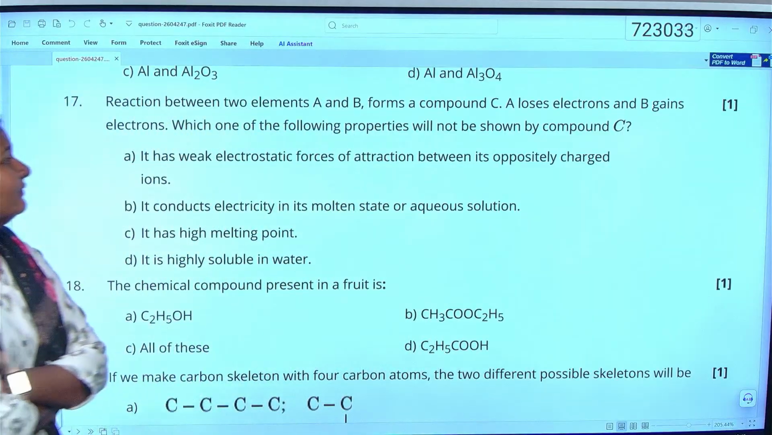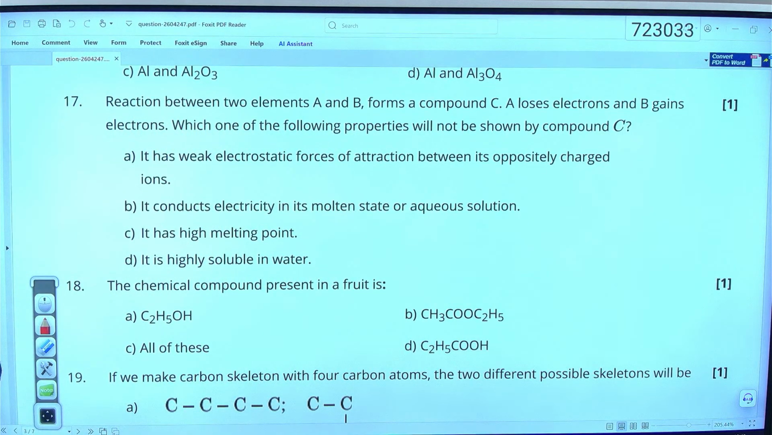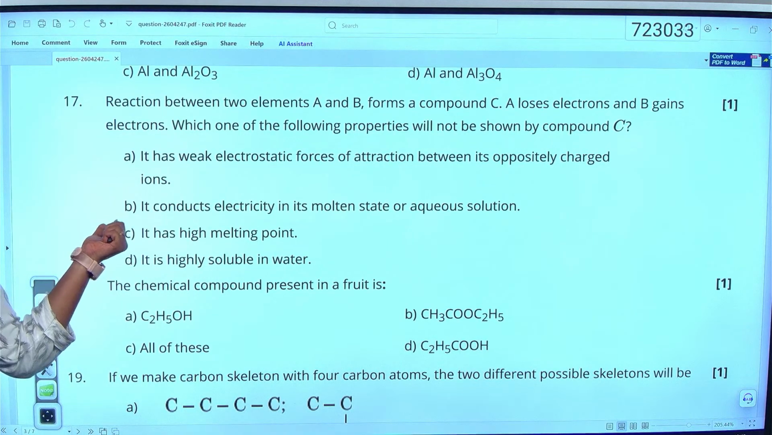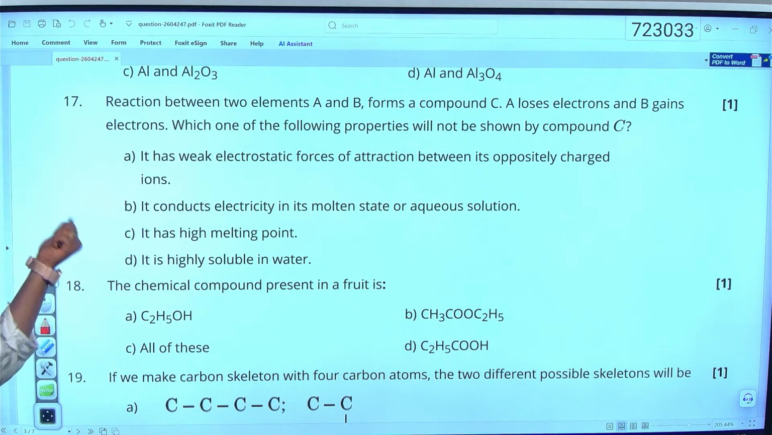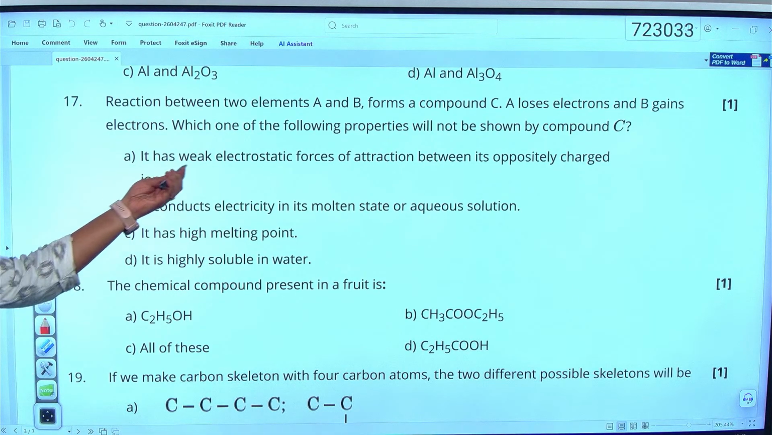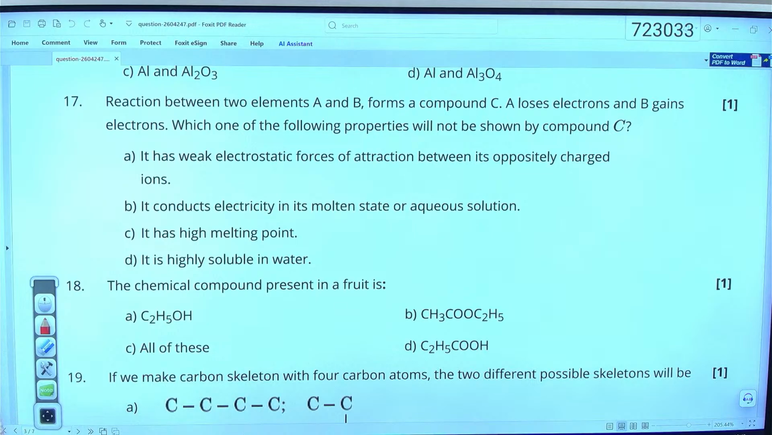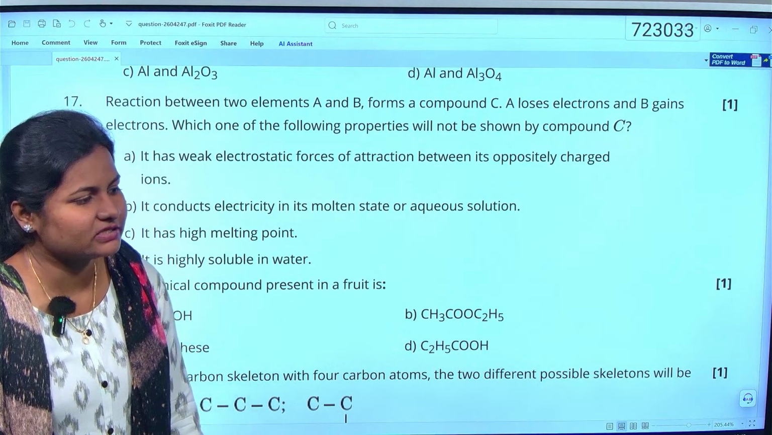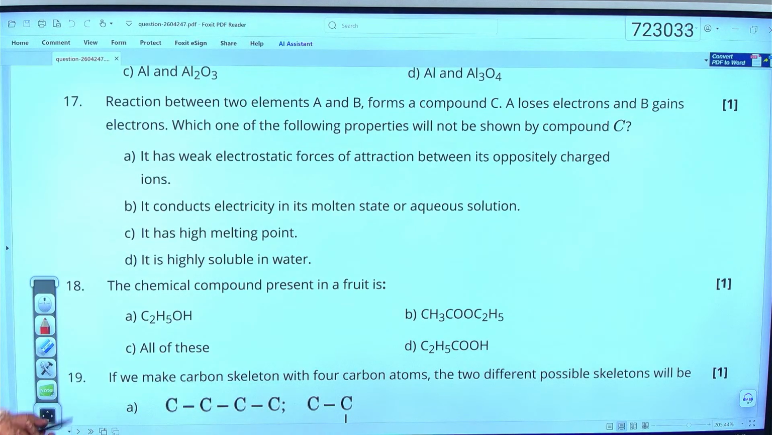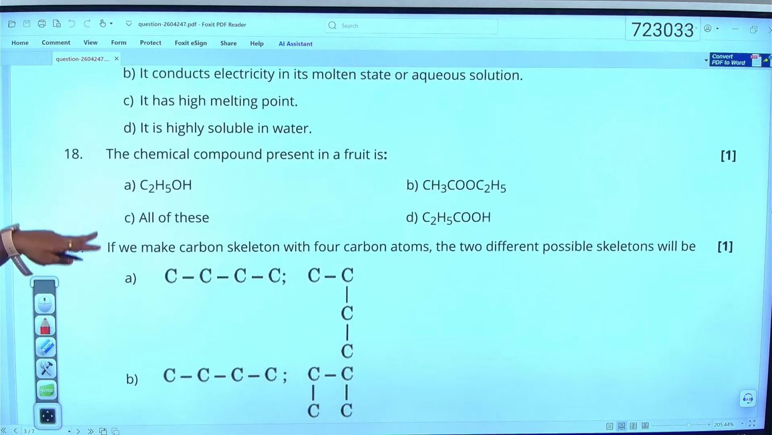So here they asked which property will not be shown. It conducts electricity in molten and aqueous state, that is true. It has high melting point. It is highly soluble in water. So what have they said here? It has weak electrostatic force of attraction. So it was not exhibited by ionic compounds. So option A.